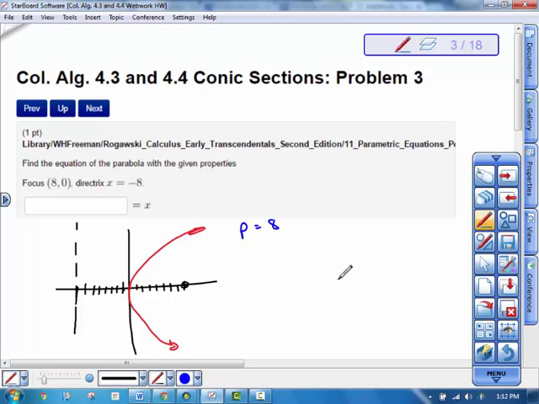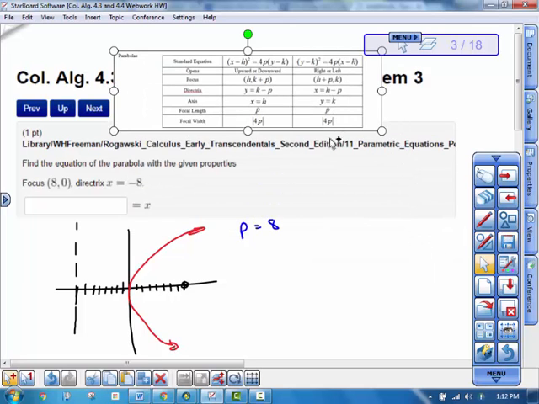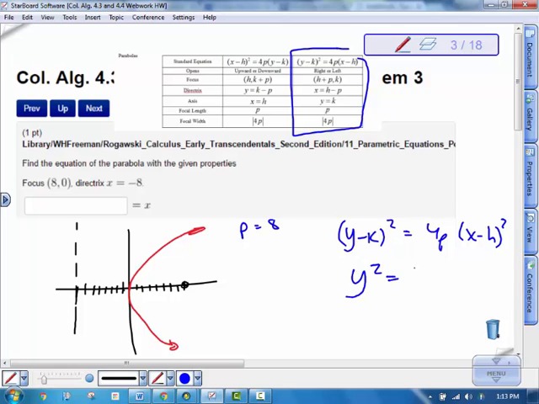But we can use that table of information that we have right here to figure out what we're looking for. So we have a parabola that moves right or left, so we're in this column right here. And they want an equation, so we're going to use this equation here, which is (y minus k) squared equals 4p times (x minus h). And h and k are 0, so we have y squared equals 4p times x. We know p is 8, so this becomes 32x. Or I'm sorry, that's not squared. So just 32x.